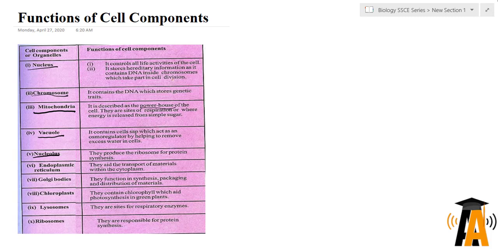Next, we have the chloroplasts. They contain the chlorophyll, which aids photosynthesis in green plants. Don't forget, chlorophyll is the pigment that makes green plants green. All right. So number 9, we have lysosomes. They are the site for respiratory enzymes.